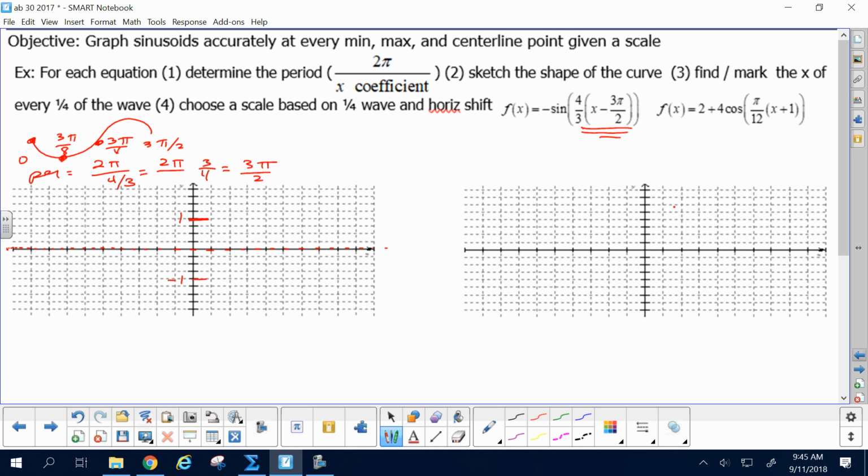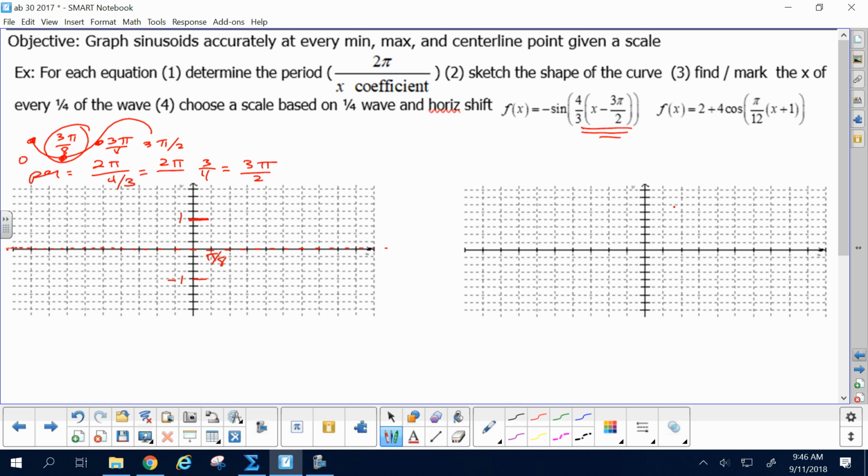Now, last but not least, choosing a scale. I want to be able to find every quarter wave, so I need to be able to find pi/8. What's a good scale to choose? Pi/8. Yeah, use a pi/8 scale. That'll allow you to find 3 pi/8 and every other.